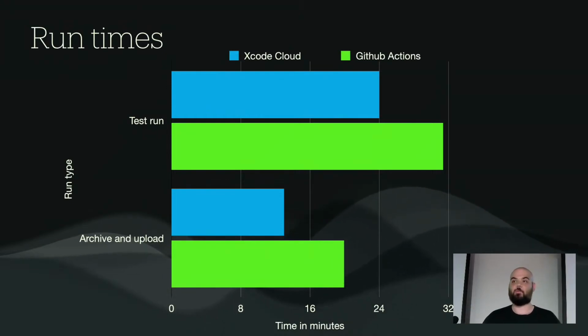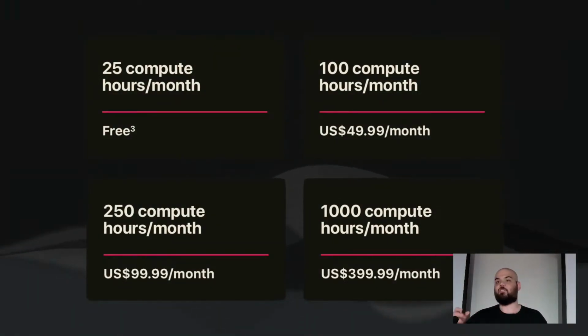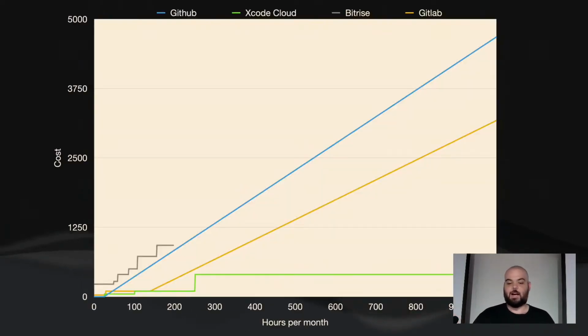For this time as well, the cost is remarkably low. The first 25 hours are free, and then after that, you pay and subscribe in tiers. This is what the cost looks like when compared to a few of the other major CI providers. Xcode Cloud is that green line on the bottom. And you can see, compared to GitHub or GitLab, especially once you start needing a lot of CI runtime, it ends up being an order of magnitude cheaper.